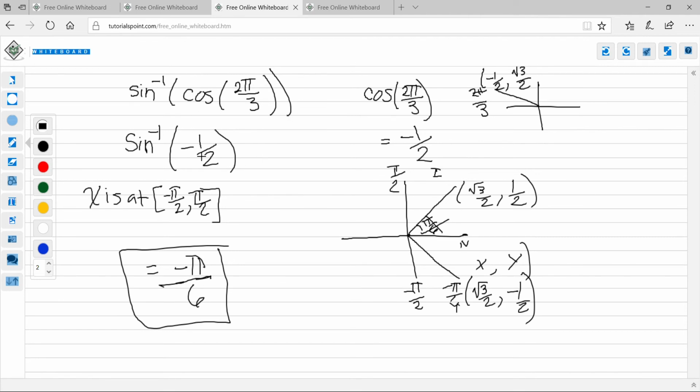So the first step was I did whatever's in the parentheses, so I did cosine of 2 pi over 3, which is negative 1/2. Then you have to take the sine inverse of negative 1/2, and for the sine inverse graph you need to know the boundaries, so alpha is at negative pi halves to pi halves. Draw your graph, and then you should always get an angle in radians. So that's how I got negative pi over 6. Next problem.